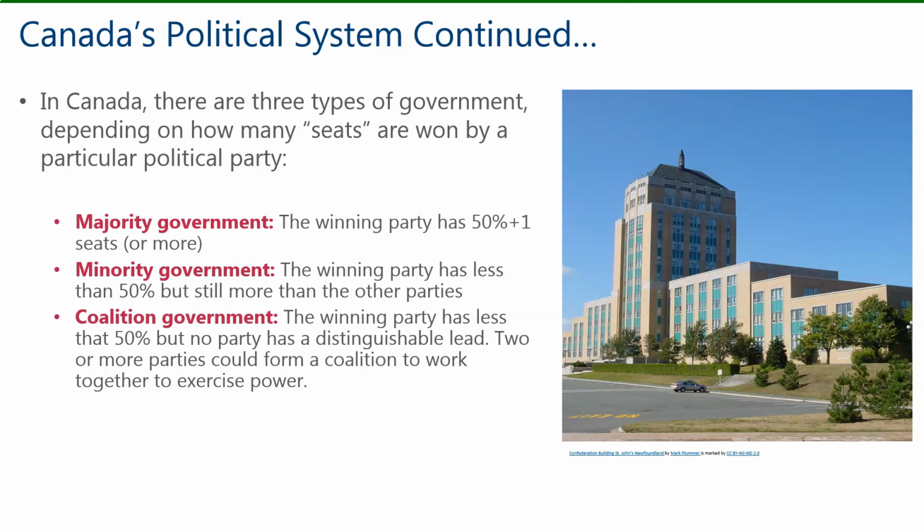Lastly is a coalition government. This doesn't happen very often, but it does occur. And this is when the winning party has less than 50% of the seats in the House, but no party has a distinguishable lead. So it's not like there's a big difference between the winning party and the other parties. Two or more parties in this situation could form what's called a coalition to work together to exercise power. But like I said, a coalition government doesn't happen as often.